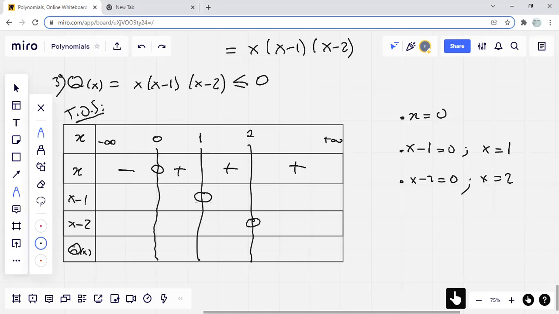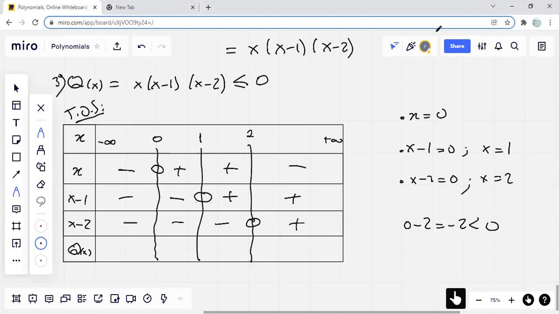For example, let's take 0. 0 is before 1. If we substitute 0 here, what will we get in this factor? We will get 0 minus 1, which is equal to -1, which is negative. So before 1, this term is negative, and after 1, this is positive. For x minus 2, we can do the same. If we substitute 0 in x minus 2, we get 0 minus 2, which is -2, which is negative. So before 2, this is negative, and after 2, this is positive.